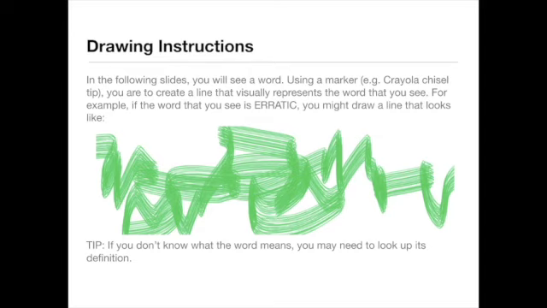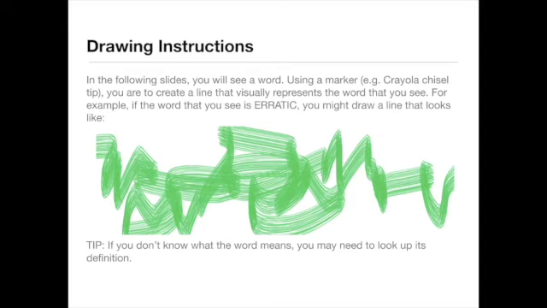So if you don't know what a word means, you want to be thinking about a strategy in order to fill in that gap. The simplest thing to do would be to pause the video and look up the definition of the word in the dictionary, or using an online dictionary as well. This would be another option.